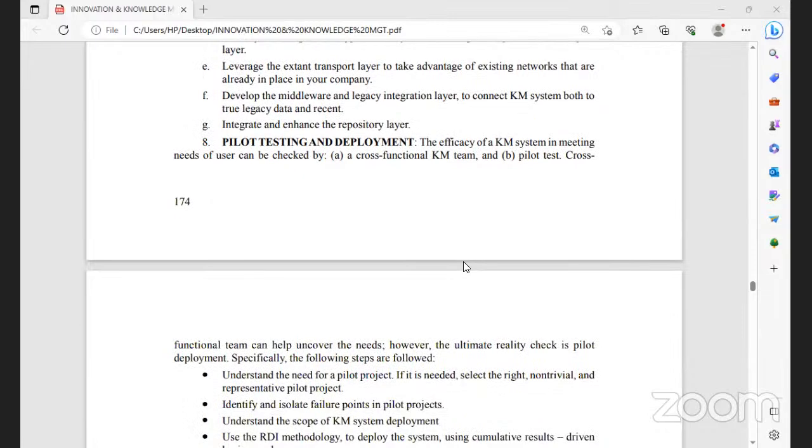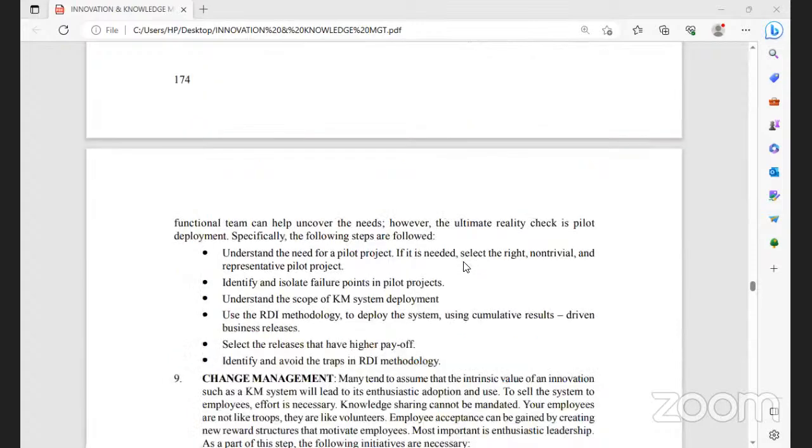The efficacy of a knowledge management system in meeting the needs of users can be checked by a cross-functional knowledge management team pilot test. A cross-functional team can help uncover the needs. However, the ultimate reality check is pilot deployment. Specifically, the following steps are followed.